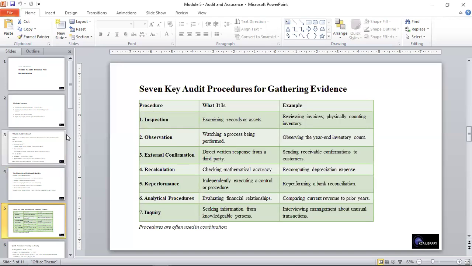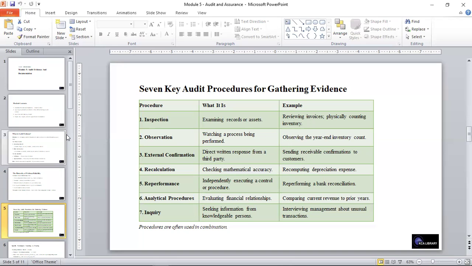We have 7 key audit procedures for gathering evidence. We have inspection, observation, external confirmation, recalculation, reperformance, analytical procedures, and inquiry. When we talk about inspection, it is examining records or assets. An example of this is reviewing invoices, physically counting inventories, and the likes. And observation is watching a process being performed. For this, an example is observing the year-end inventory count.